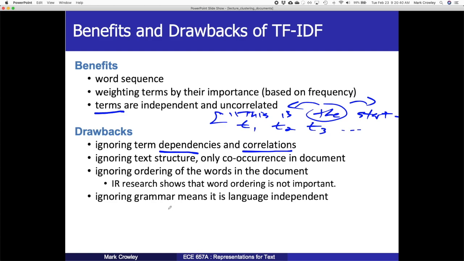Yes? I just have a quick question. How can we say that the terms being independent and uncorrelated is a pro, but then we say that dependencies matter? So on one side, yes, it's a pro to be independent and uncorrelated, but then on the drawback side, we actually need to account for dependencies and correlations.